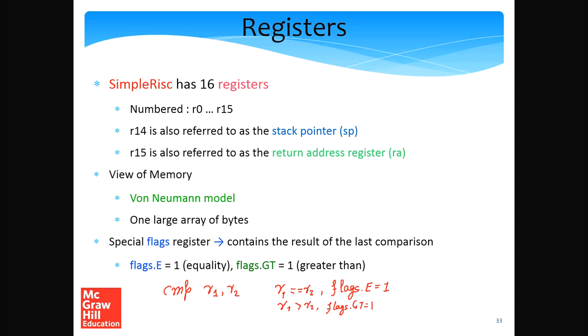So we can make out the result of the last comparison by taking a look at these two flags, flags.E and flags.GT. This is the broad idea, but we'll get a chance to discuss the meaning of these two flags in great detail when we look at the compare instruction.